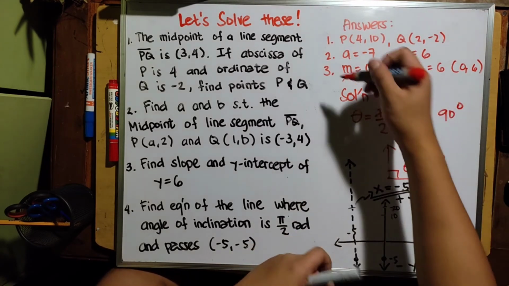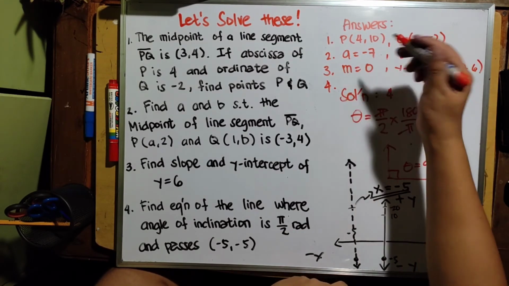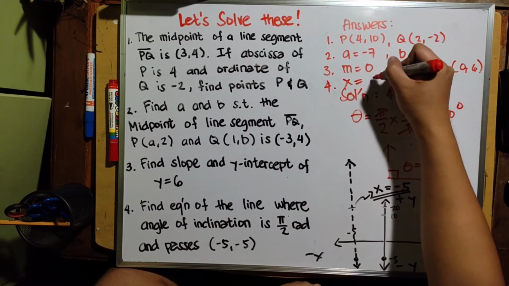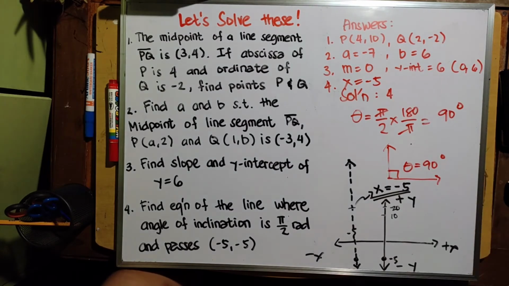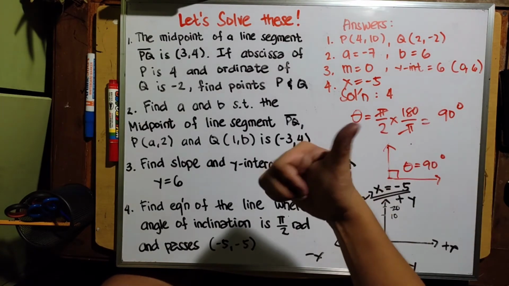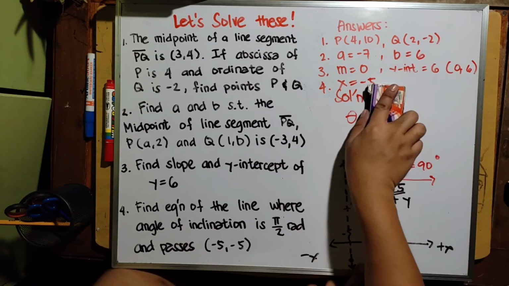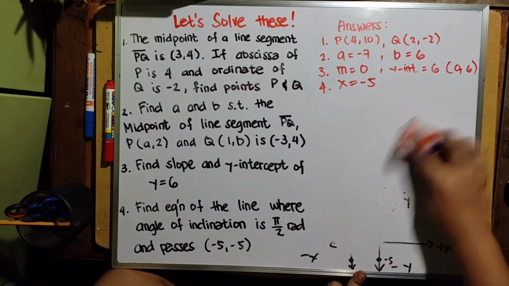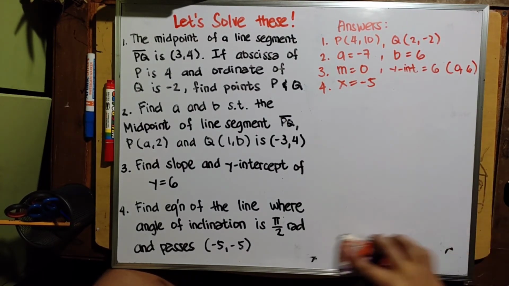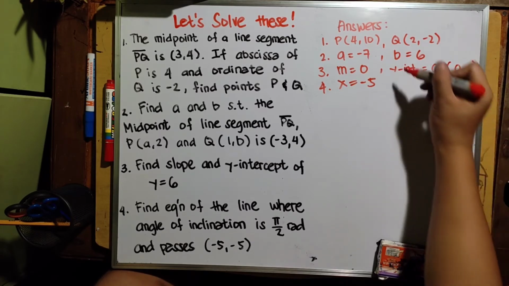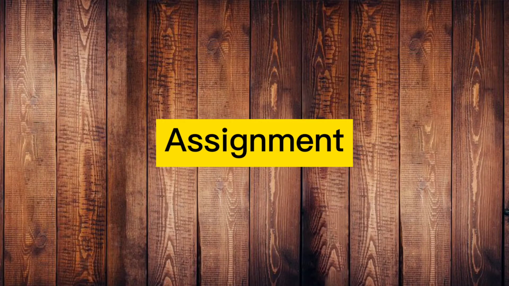So the answer for number 4 is, the equation of the line is x equals negative 5. Okay? Okay, these are our final answers. Now try to check if magkapareho tayo ng sagot.